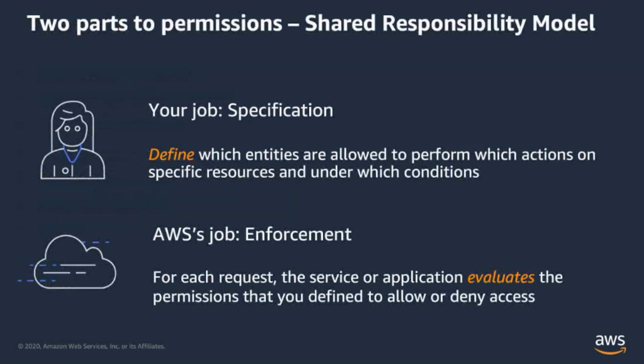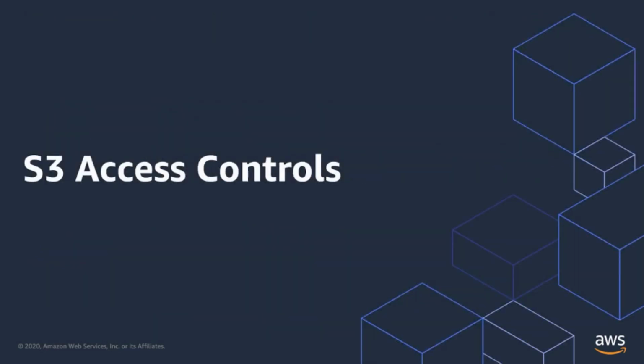So today we're going to be looking at the 2 parts to permissions. We call this the shared responsibility model. So your job is specification. You define what entities are allowed to perform which actions on which specific resources and under what conditions. And AWS's job is enforcement. For each request, the service or application evaluates the permissions that you defined to decide whether to allow or deny access.